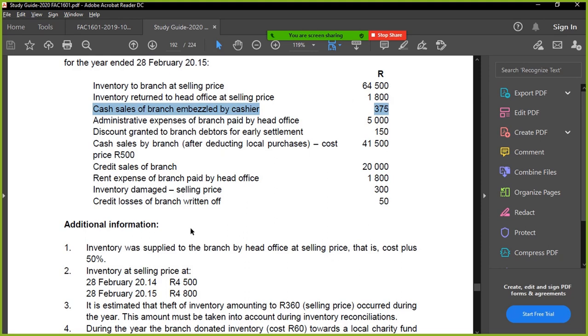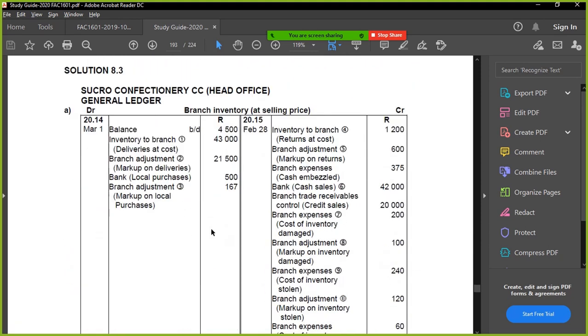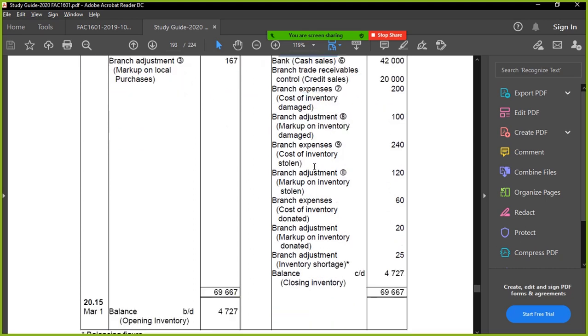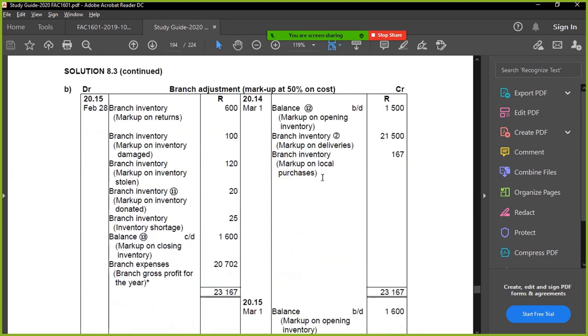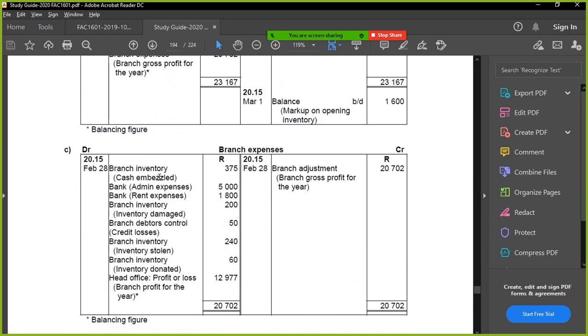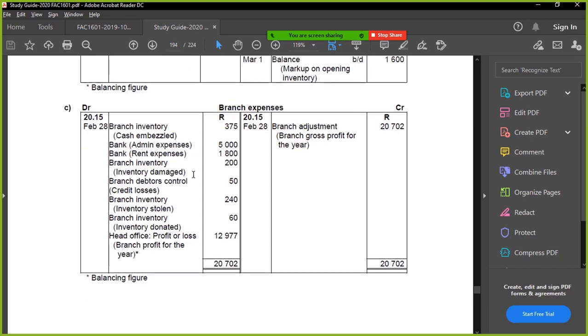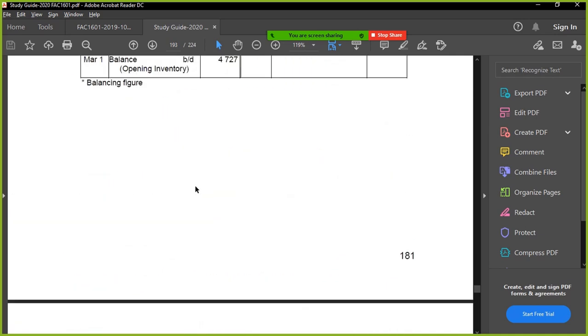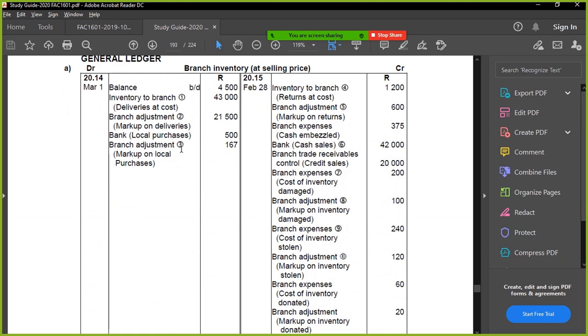Then we confirmed that when we do that working, we have to show it twice. In other words, we have to show it here in the branch inventory account, the 375, and then we also have to show it here, in the branch expenses. Because you're looking at an amount of cash that was taken from the branch, and that would have been taken from the sales of the branch. So just a few things to recap, and that was it. That was just some theory.